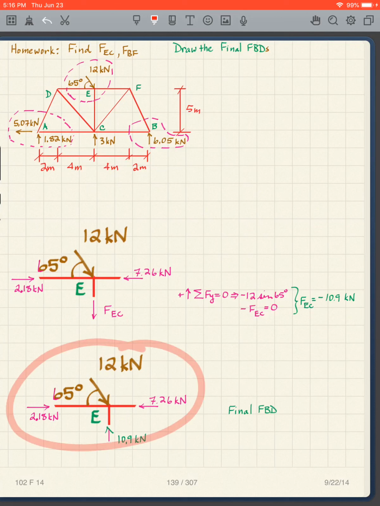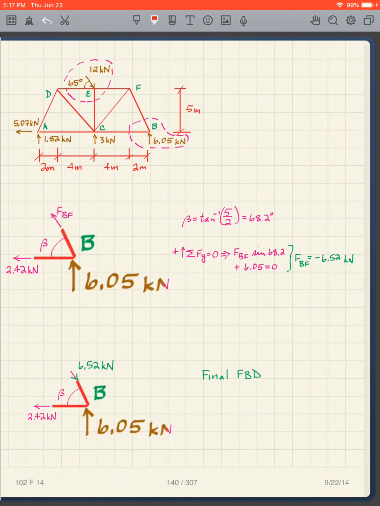This is my final free body diagram. Notice it's negative, so it's in compression. It goes toward the point. I can take this free body diagram. Again, you should be able to do this in your head. My value beta ends up to be 68.2. And I can find FBF by taking the sum of the forces in the y direction. I can do the x direction as well, but chose to do the y direction.